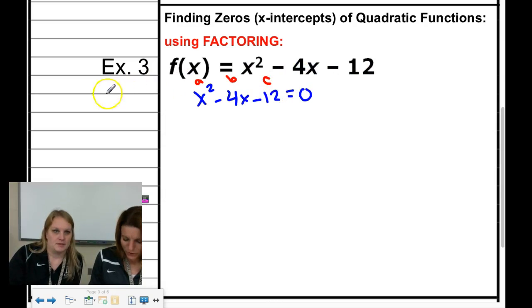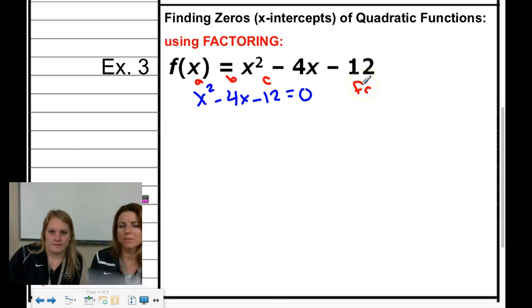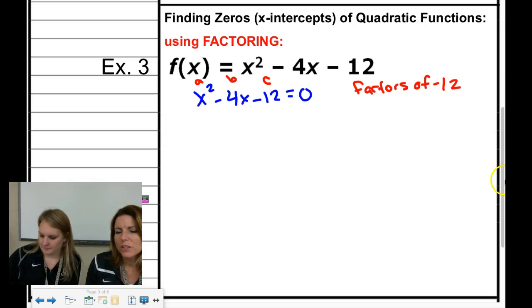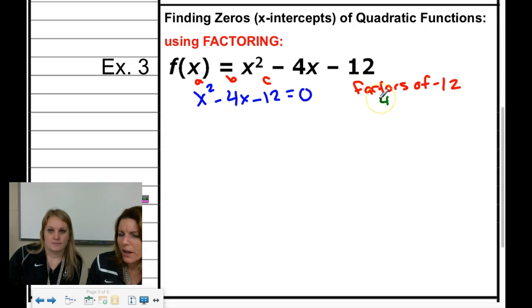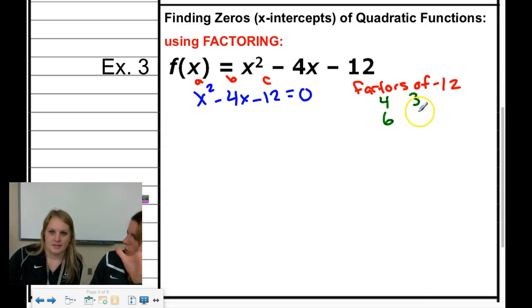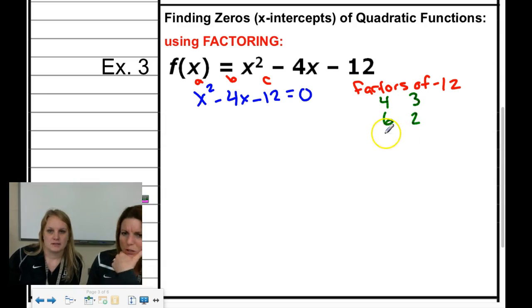Exactly. Got it. So if we're going to find factors of C that add to B, factors of negative 12, that's what we want. So we're going to write some. I think of 4 and negative 3, or 6 and 2. Actually, I don't really worry about the negatives; we can always throw those in after. So 4 and 3, 6 and 2, 12 and 1.